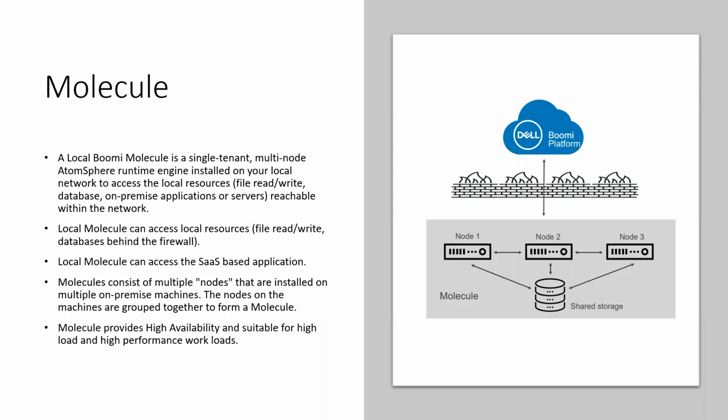So if somebody wants to connect to a process which is available on the Boomi Atom Cloud, the Boomi Atom Cloud provides its own URL. They have to send the request over that particular URL, the URL of the Boomi Atom Cloud.